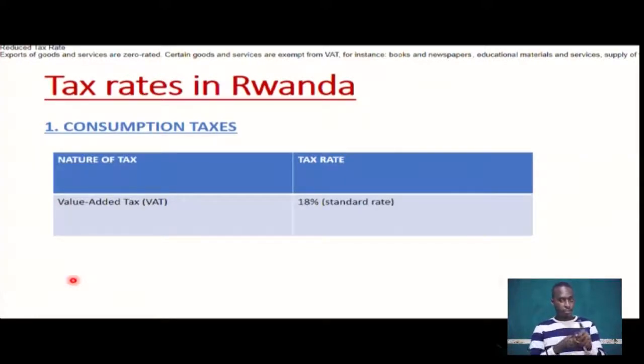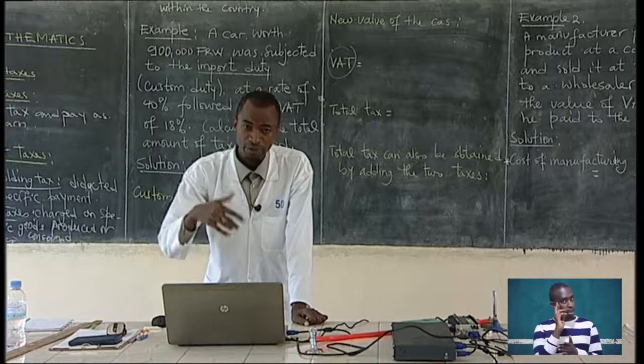The first one is called the consumption taxes. When you read from the screen, we have the nature of tax. We actually call it the value-added tax. This is what you will hear people talking about very often. And the way the government charges it, it's 18%.